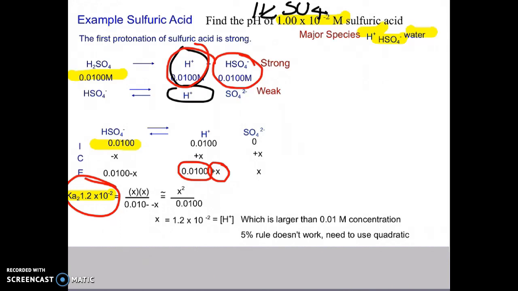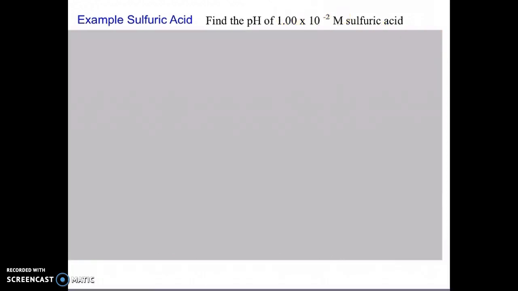You can't say that X is 1.2 times 10 to the negative 2, and that's equal to the hydrogen ion concentration, because it's larger than 0.01, so this 5% rule doesn't work. So what you need to do in this case is solve using a quadratic equation. Okay, and here's my example.